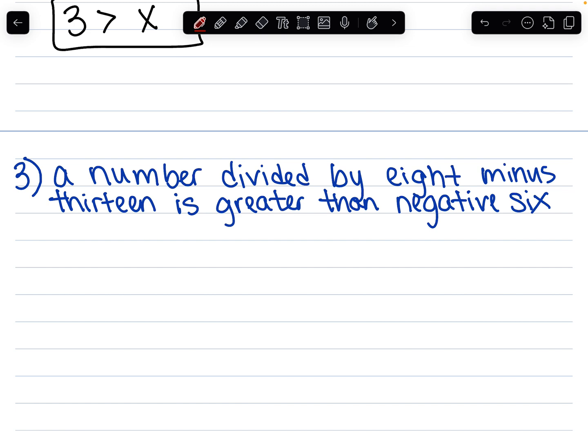All right, James, go ahead. X. Casey, why would you divide by 8? So x over 8, minus 13, and then you do a little alligator. You can just say greater than. That's fine. Yeah, it's greater than negative 6. Good. Most of these you guys are pretty self-explanatory, so I'm okay with that.